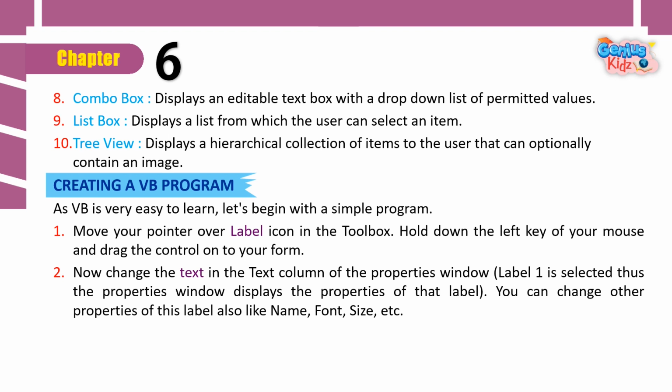Creating a VB program. As VB is very easy to learn, let's begin with a simple program. 1. Move your pointer over label icon in the toolbox. Hold down the left key of your mouse and drag the control onto your form. 2. Now change the text in the text column of the Properties window. Label 1 is selected, thus the Properties window displays the properties of that label. You can change other properties of this label also, like name, font, size, etc.